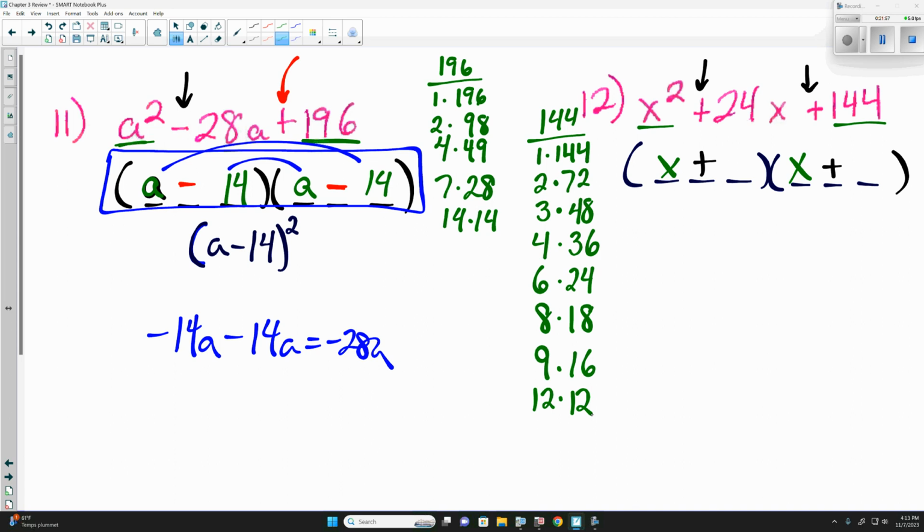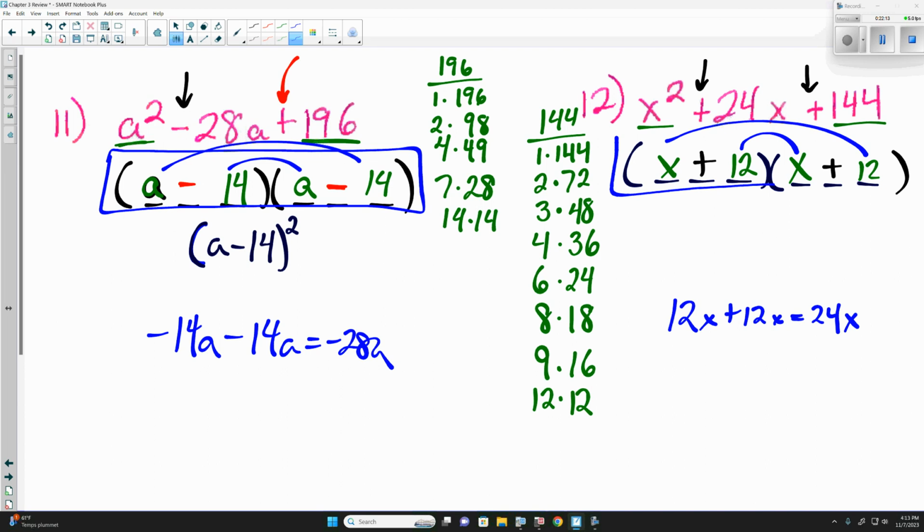So we have a lot of options here. I'm just going to start at the bottom of the list, 12 and 12. And if we check this here, x times 12 is 12x. 12 times x is plus 12x, which gives us 24x, which is the middle term we want. So these are the factors. Now, just like with the previous one, we can rewrite it as x plus 12 squared because our two factors are the exact same. And that's it.